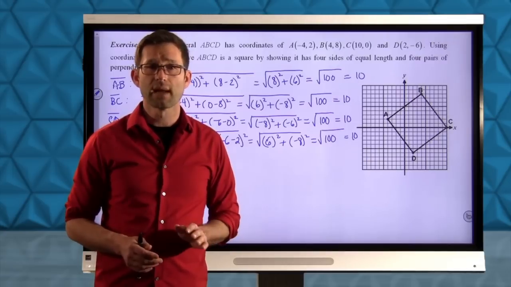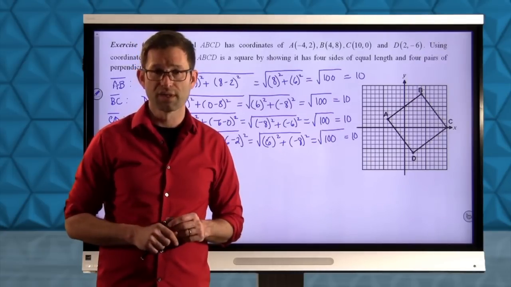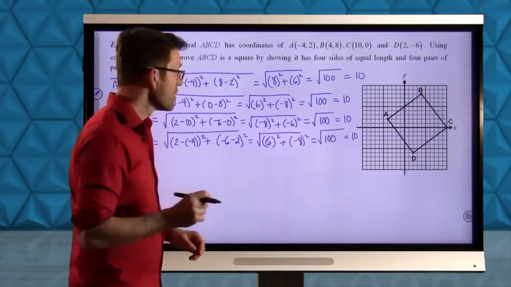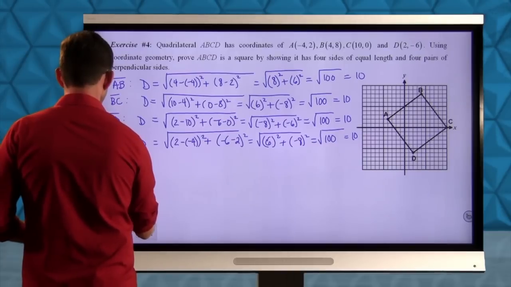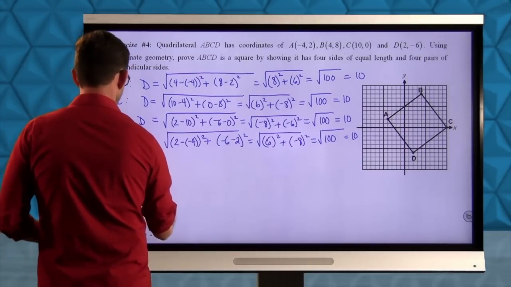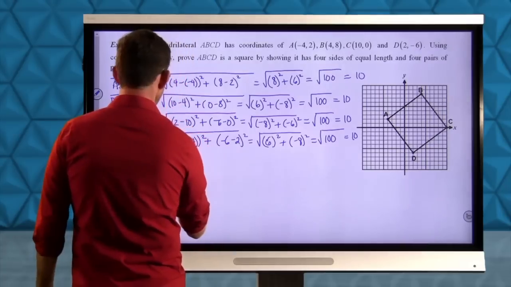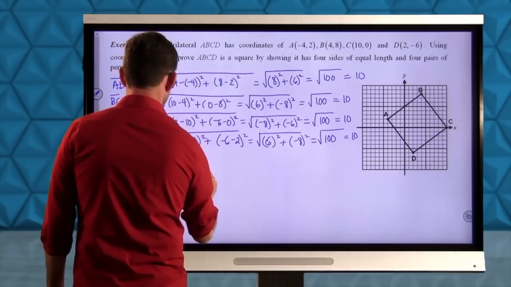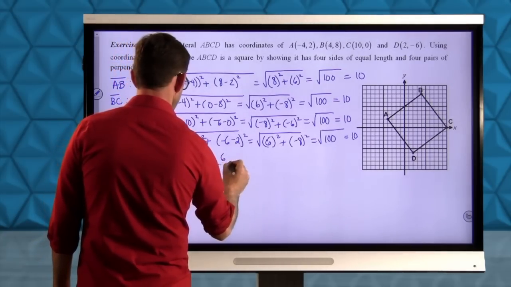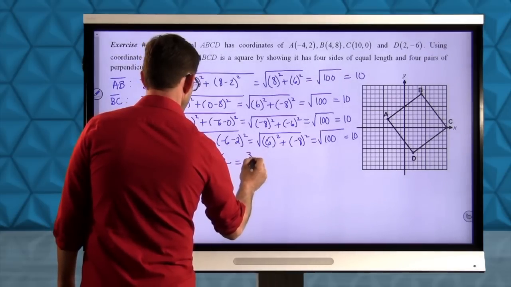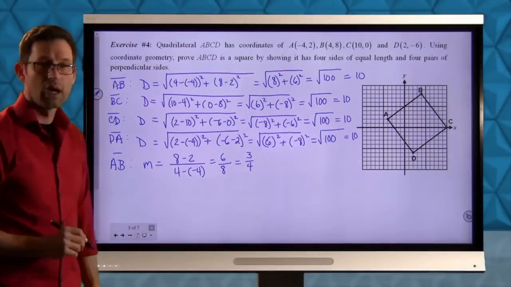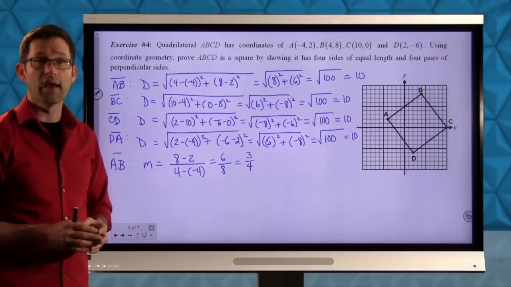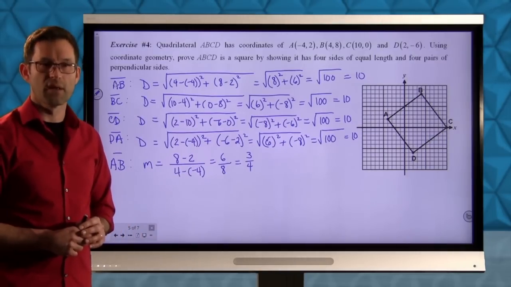What I'm going to do though is establish the fact that there are 4 pairs of perpendicular sides. We do that by using slope. I'll find the slope of side AB first, then have you work on the others. For AB, the slope is y2 minus y1 divided by x2 minus x1. That's 6 divided by 8, a slope of 3/4. Why don't you calculate the slopes of BC, CD, and DA, and then make some statements about perpendicularity based on those slopes. Take a minute.